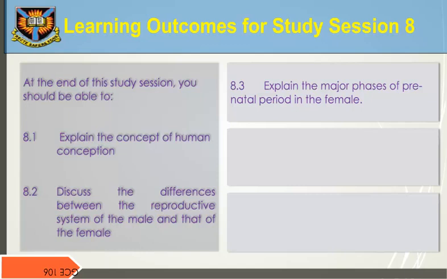Learning outcomes. At the end of this study session, you should be able to: 1. Explain the concept of human conception. 2. Discuss the differences between the reproductive system of the male and that of the female. 3. Explain the major phases of prenatal period in the female.